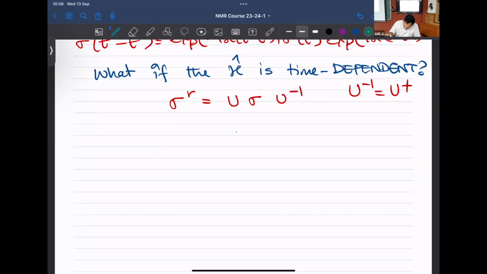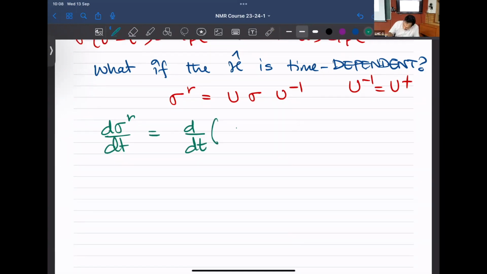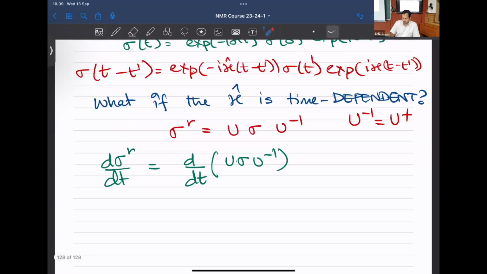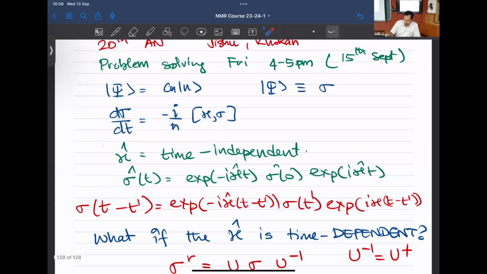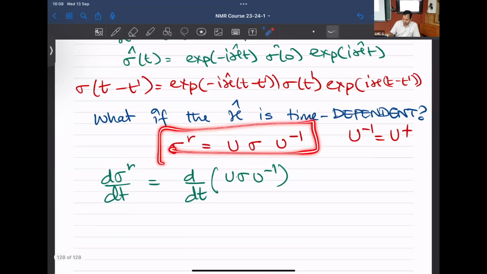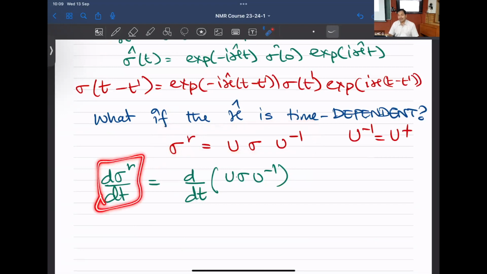Let's see what d sigma r over dt is. It's going to be U sigma U inverse. What is this sigma? This is the sigma without the unitary transformation. So we are still going back to this equation. Now we are saying if the Hamiltonian is time dependent, then this equation will not work. So how do we deal with it? We are asking whether a unitary transformation would work, and therefore how this transformed density matrix changes as a function of time. We'll see what happens.